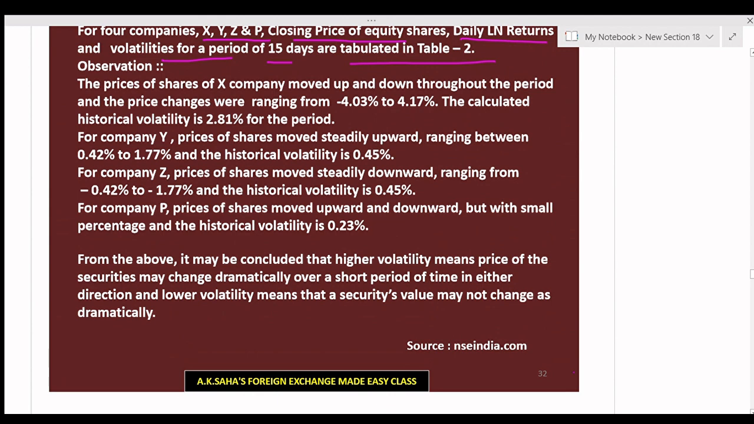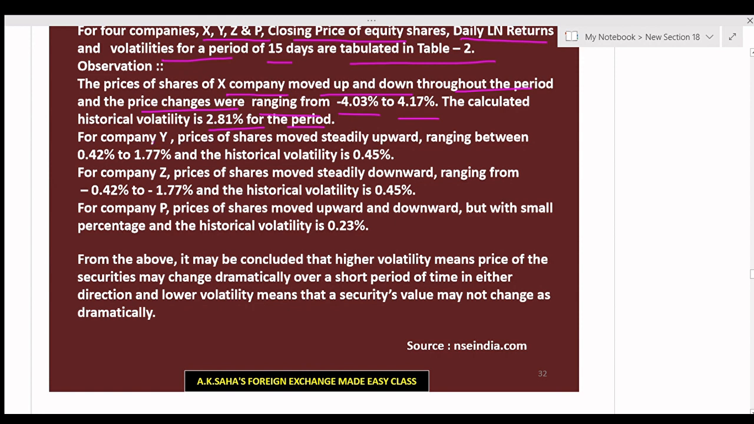The prices of share of company X moved up and down throughout the period, and the price range changes were ranging from minus 4.03% to 4.17%, and the historical volatility is 2.81% for the period.